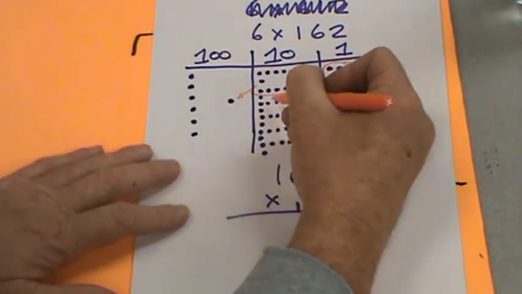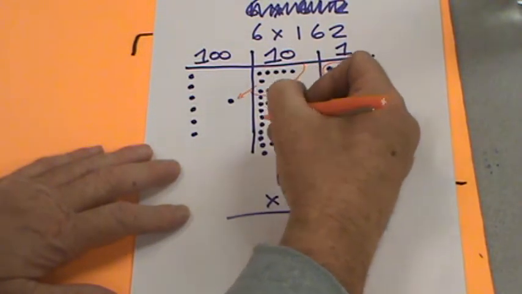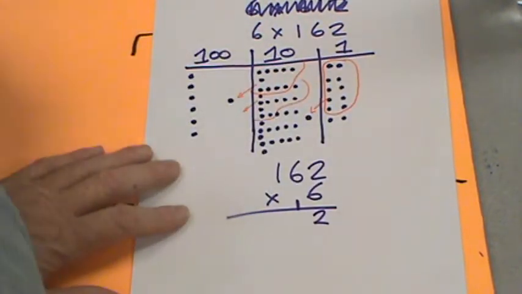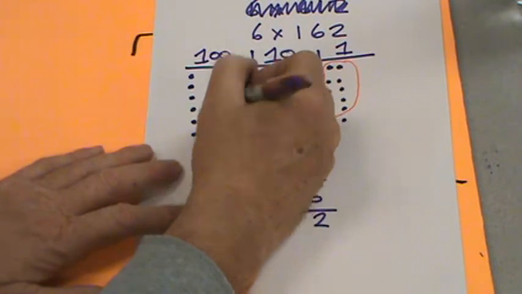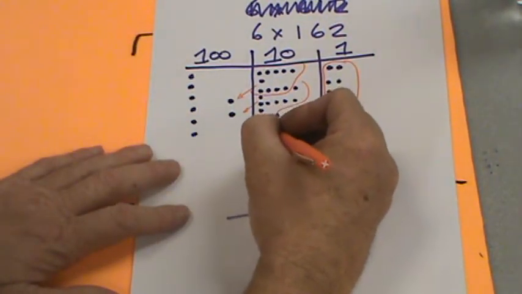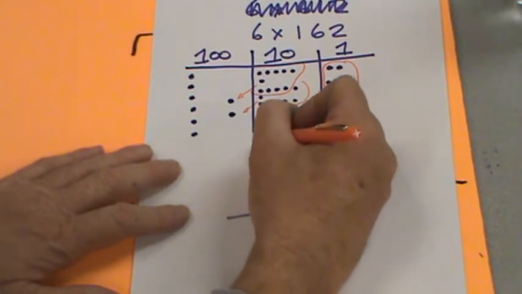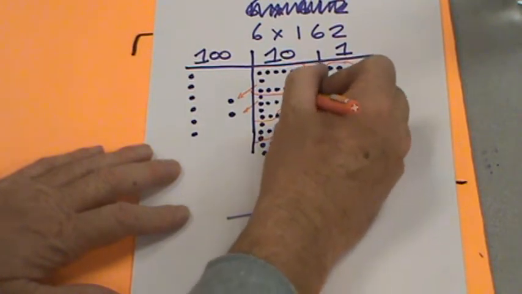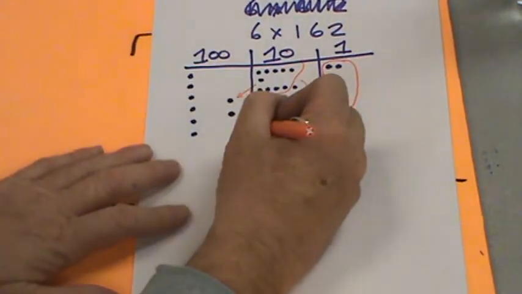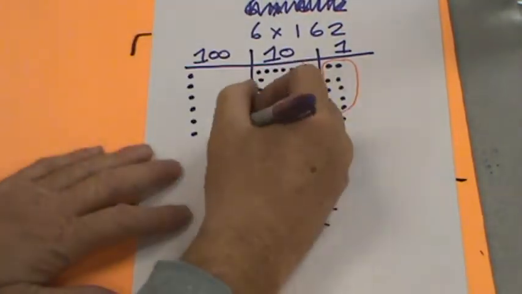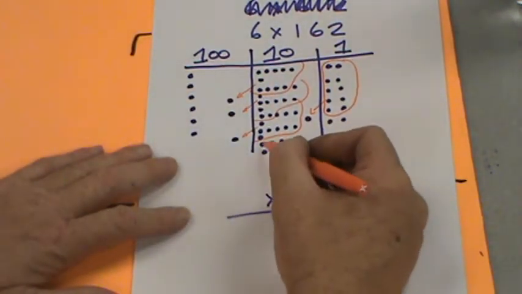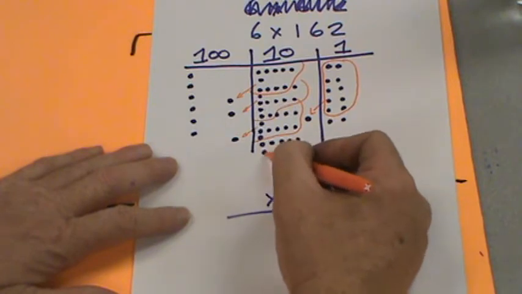1, 2, 3, 4, 5, 6, 7, 8, 9, 10. There's another 10. 1, 2, 3, 4, 5, 6, 7, 8, 9, 10. Here's another 10. Let's count that out again. 1, 2, 3, 4, 5, 6, 7, 8, 9, 10. And watch what happens here. We're left over with 1, 2, 3, 4, 5, 6, 7.